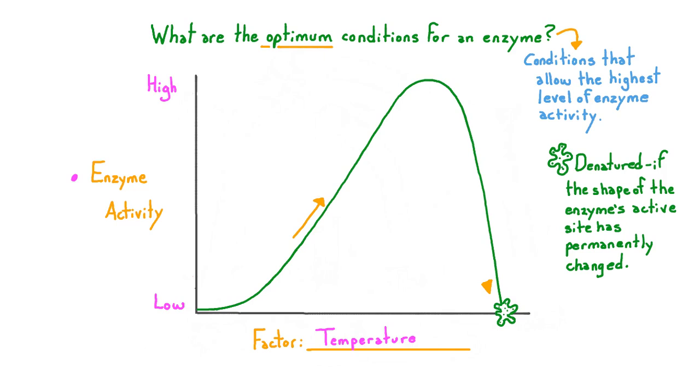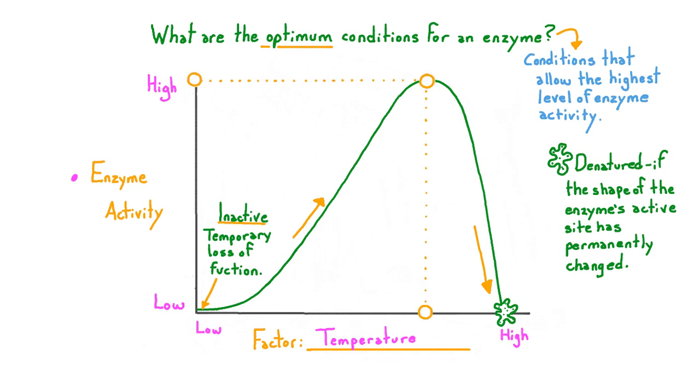And notice that the drop in enzyme activity is steeper at high temperatures than at low temperatures. This is because high temperatures denature enzymes, while low temperatures inactivate enzymes. The difference is that inactive enzymes can become active again, while denatured enzymes cannot regain their ability to catalyze reactions. And what's the optimum temperature for this enzyme? The optimum temperature for this enzyme will correspond to the highest level of enzyme activity.